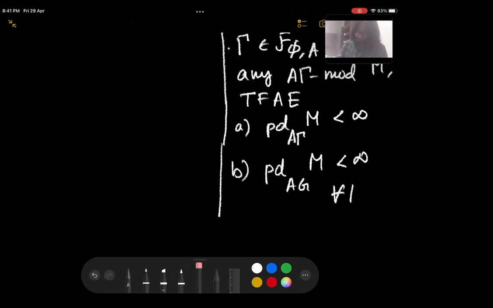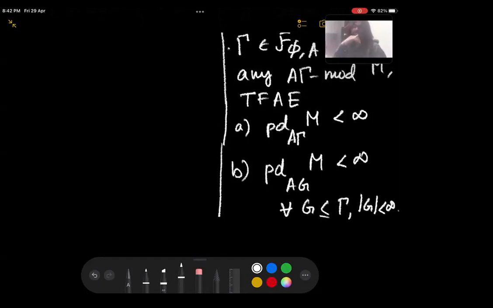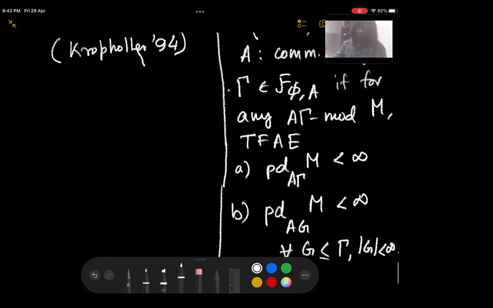So what you're seeing here is actually quite a running theme in the study of the cohomology of infinite discrete groups in general. We find it easier in many cases to study things at the level of finite subgroups, and then if possible, to extrapolate information from there to the big overgroup. So what's happening here is exactly that. If for any module M, whenever M has finite projective dimension over all finite subgroups, it must have finite projective dimension over the big group, I call my group to be of type phi.